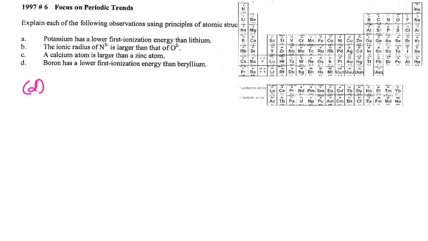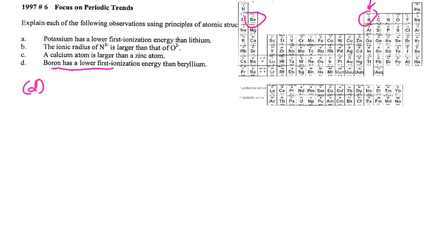Let's see if it's effective nuclear charge. If it's effective nuclear charge, well, here's boron and here's beryllium. You notice that boron, having more protons, will have more effective nuclear charge. All the electrons will be pulled in closer, and I think they will be more difficult to remove on boron. But they say boron has a lower first ionization energy, which implies that they're easier to remove. So I don't think effective nuclear charge is going to be an argument.